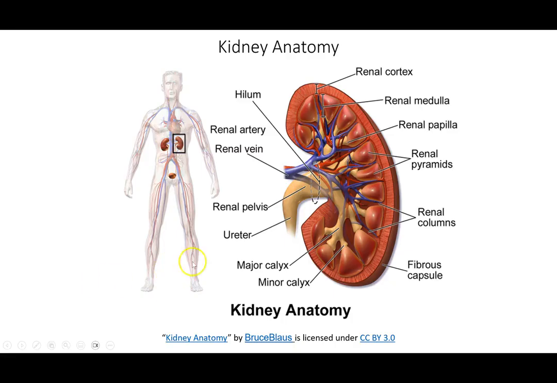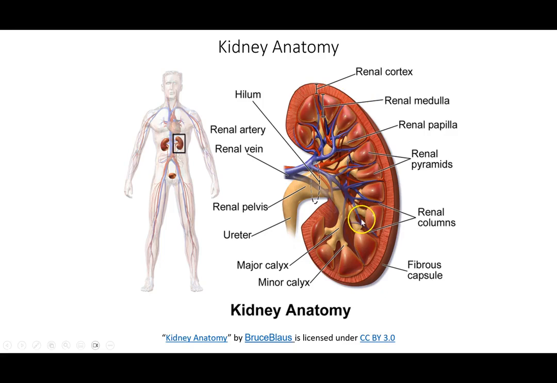So zooming in on this image, this indentation area right here on the kidney is the hilum. And so the renal artery and renal veins are going to be passing through there. The renal pelvis into the ureter are going to be passing through there as well, as, again, nerves and lymphatic vessels.